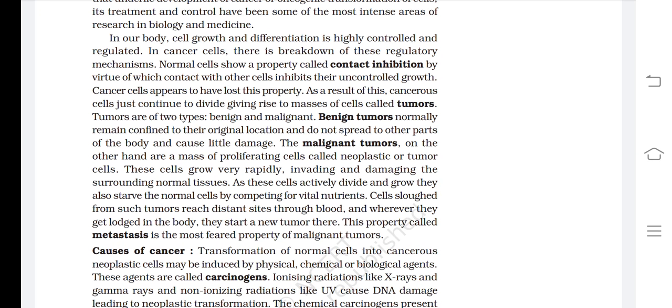As these cells actively divide and grow, they also starve the normal cells by competing for vital nutrients. Cells sloughed from such tumors reach distant sites through blood, and wherever they get lodged in the body, they start a new tumor there. This property, called metastasis, is the most feared property of malignant tumors.